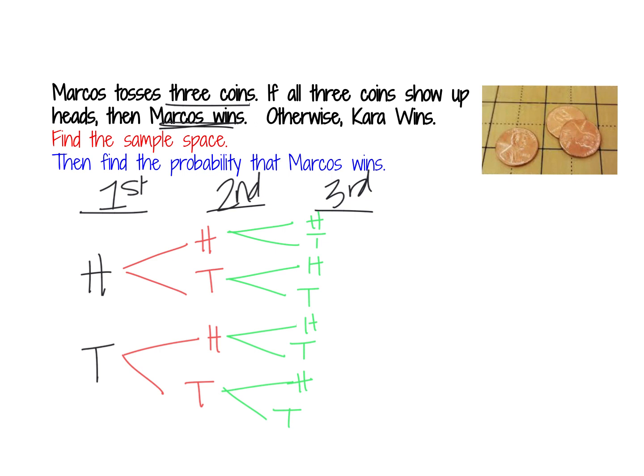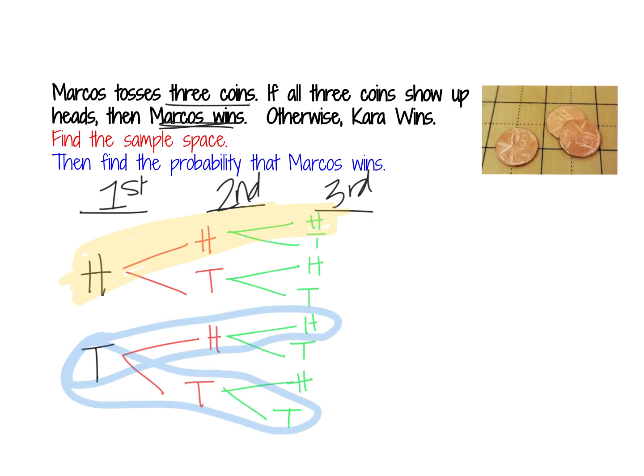Okay? And then it says, if all 3 coins show up as heads, then Marcos wins. So right here, I'm going to try to get my highlighter. This is heads, heads, heads. All 3 are heads. That means Marcos wins. Okay? The rest are not all 3 heads, right? Because if we did this, that's tails, heads, heads. Here is tails, tails, tails. Even down here is heads, tails, heads. All different options, right? So remember, we look on the very right column that we end with.